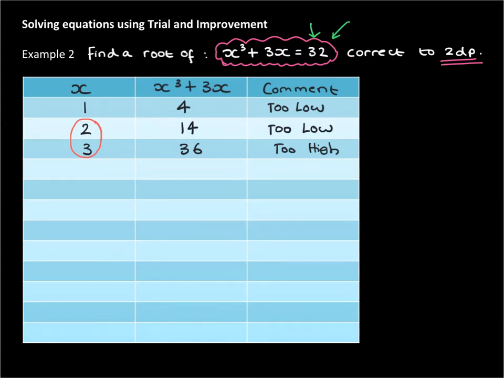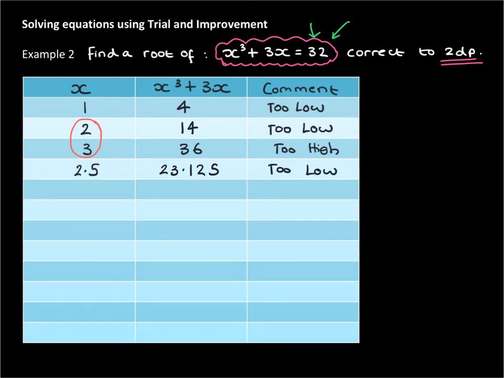So it makes perfect sense for us to try 2.5. We shouldn't really go into the second decimal place until we've found which two numbers the answer lies between to 1 decimal place. So let's input 2.5 as our next value and see what we get. So we're working out 2.5 cubed plus 3 times 2.5, and this gives me 23.125. So that's a little bit too low.